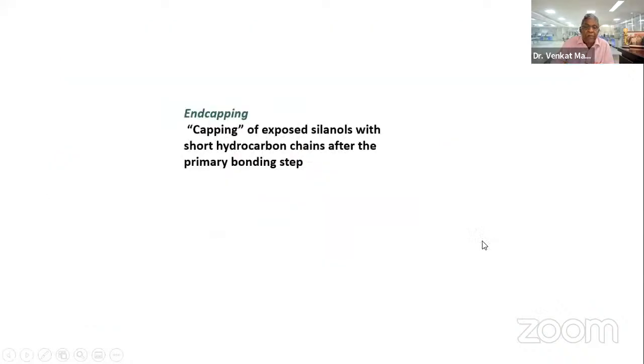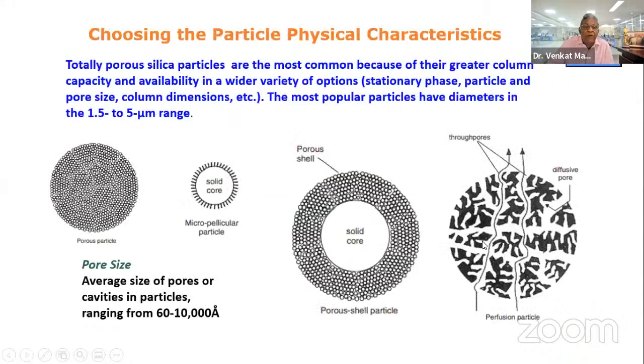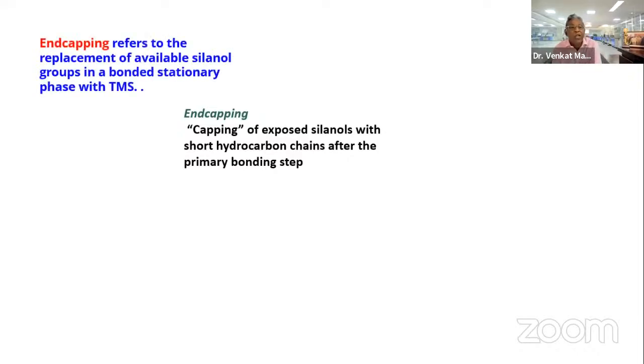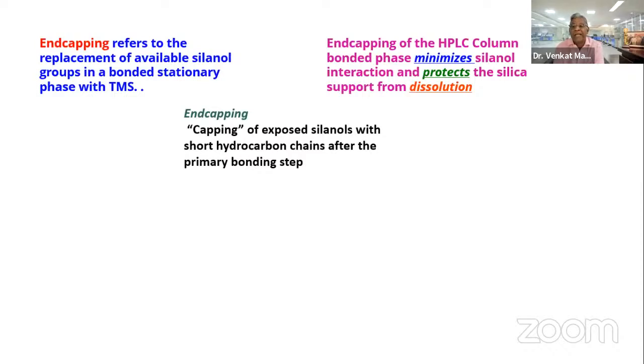If you look at this picture, and also before I talk about pore size, one more parameter I have to talk about is called end capping. It is capping of exposed silanols and also the short hydrocarbon chains after the primary bonded group. What do I mean by end cap? At the stationary phase, you attach a TMS molecule. When you attach a TMS, what happens? It minimizes silanol interaction and protects the silica support from dissolution when you use the mobile phase. Therefore, end-capped columns are useful when you work at a higher pH.